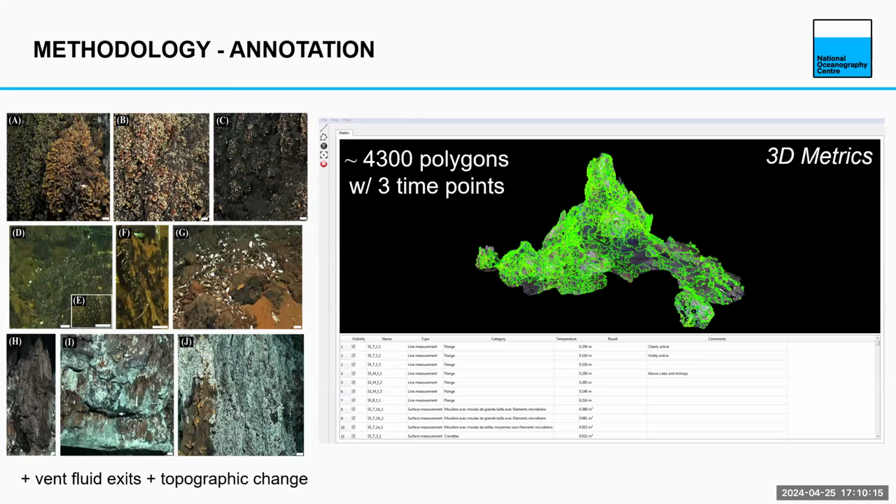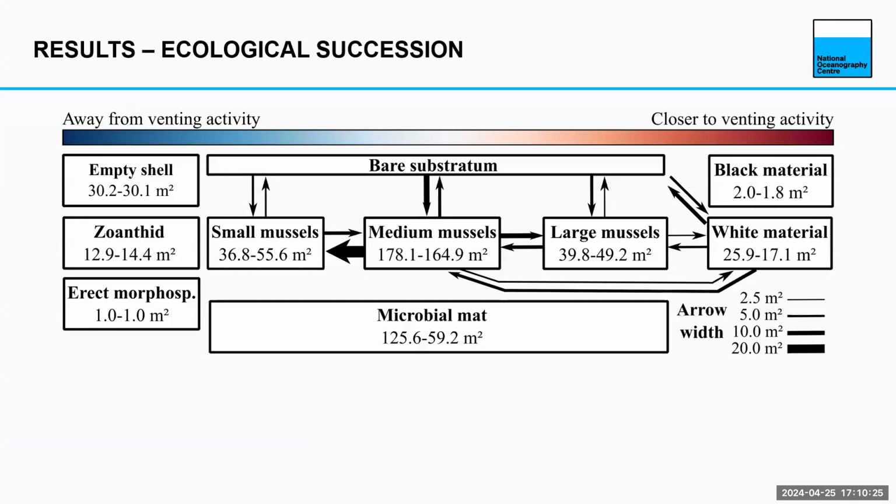So I will jump straight into the results. I won't spend too much time on methodology, but I will try to explain all the figures as I go along. First, this is a successional scheme. Each box represents an assemblage. Don't look at the size of the box; it's not to scale with the area covered by the assemblage.